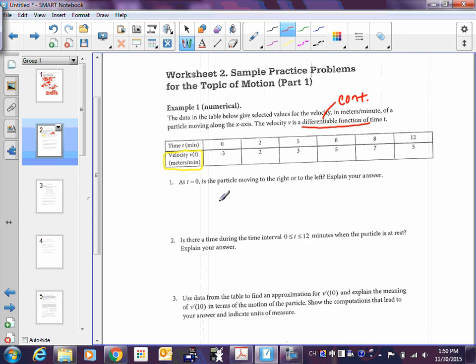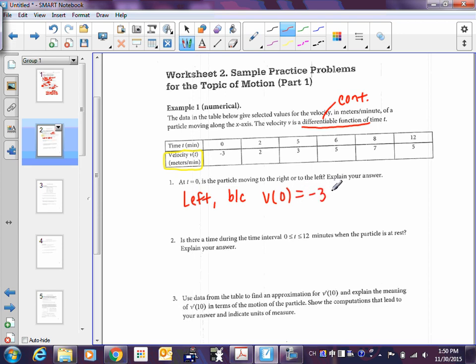Okay, so at t equals 0, is the particle moving to the right or to the left? So what do you guys think? I heard some rights, I heard some lefts. What is the velocity? It's negative. So that would imply left. Okay, and our reasoning is because v of 0 is -3.